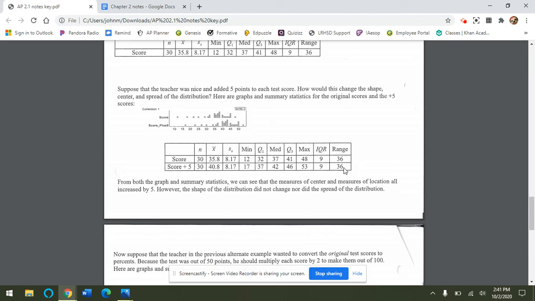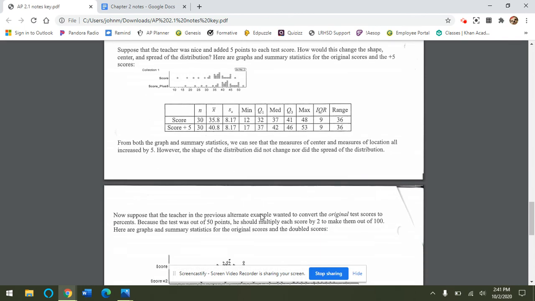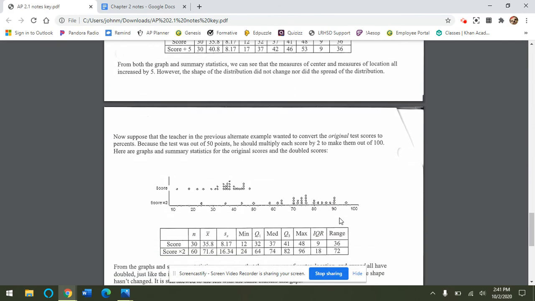The other thing we can use to talk about spread is standard deviation. How spread out the data points are didn't change. Adding 5 to everyone's score didn't change the spread. It just changed where they're located. It bumped them all to the right. Okay. Now, suppose that the teacher in the previous example wanted to go back to the originals, all right, and wants to make it out of 100 points. So because the test was out of 50, you want to turn it into 100, multiply by 2 to get it into 100 so that you can have your percentages.